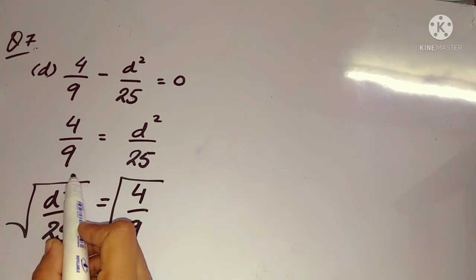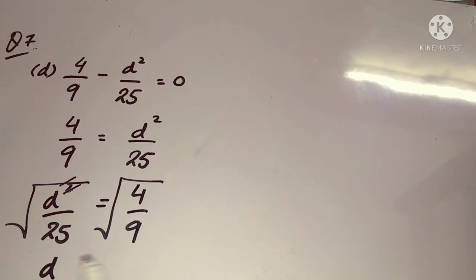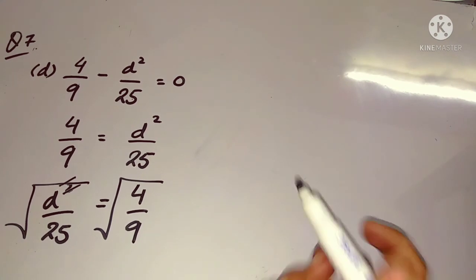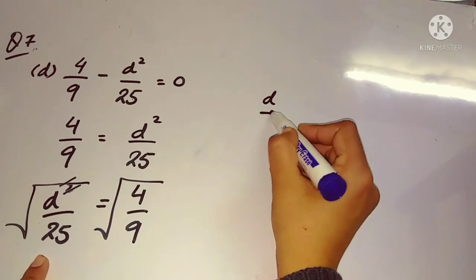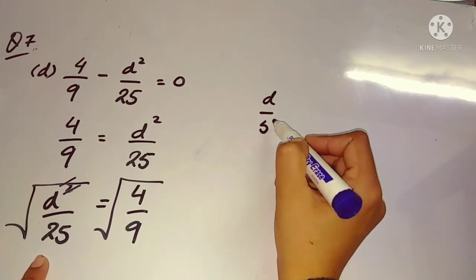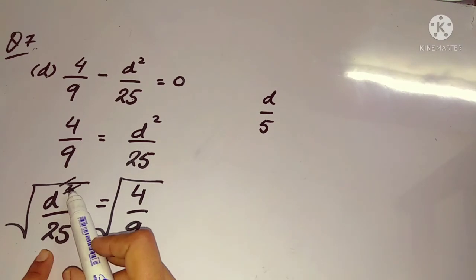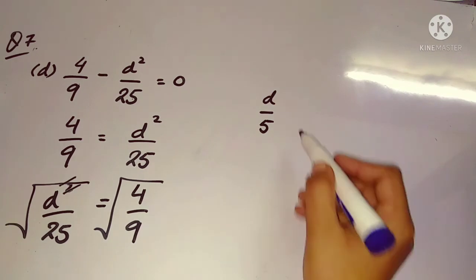This square and square root will cut each other. So d square, square root will cut each other, but as the square root is also on the denominator 25, you have to take the square root of 25. When you take the square root of 25, you will get 5. So this term will become d over 5. When you take the square root of d square, this square and square root will cut each other, and the square root of 25 is 5.